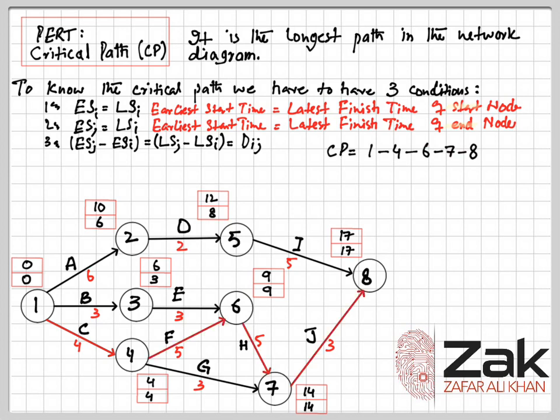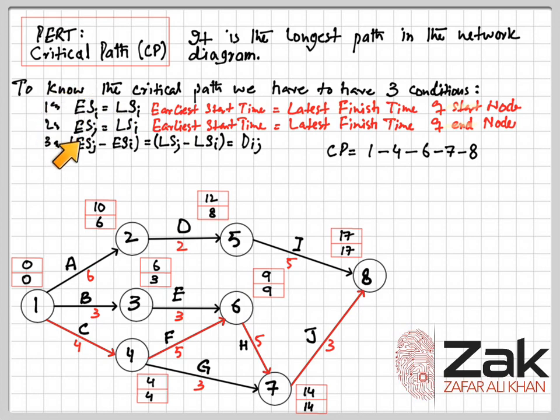Now for every node on this path, let's check all these three conditions. Earliest start time is equal to latest finish time, absolutely correct. Earliest start time is equal to latest finish time at the end nodes. Alright, this one is good, this one is good, this one is good, this one is good, this one is good.